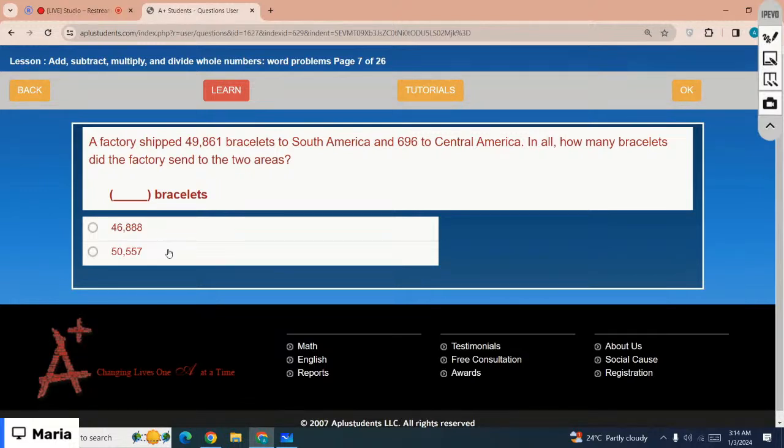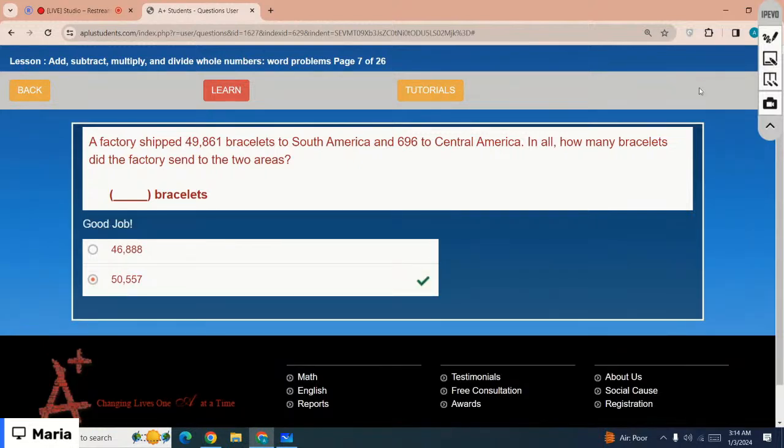You have to just add 49,861 and 696. So the correct option is 50,557. Very good.